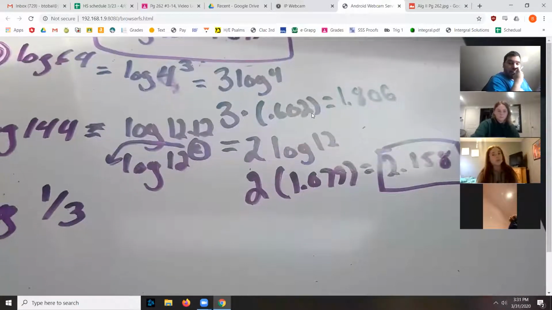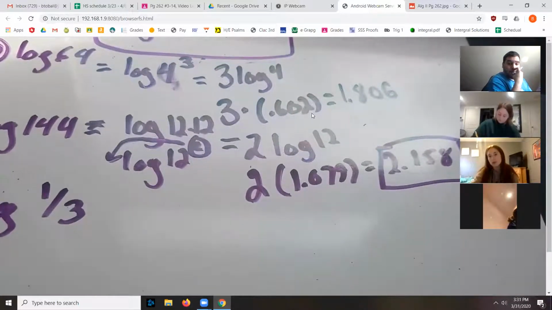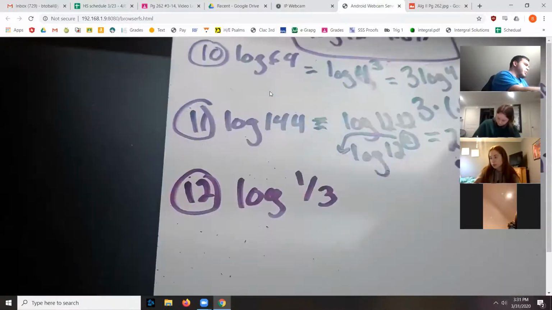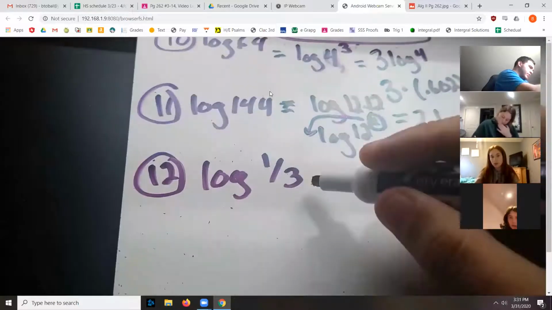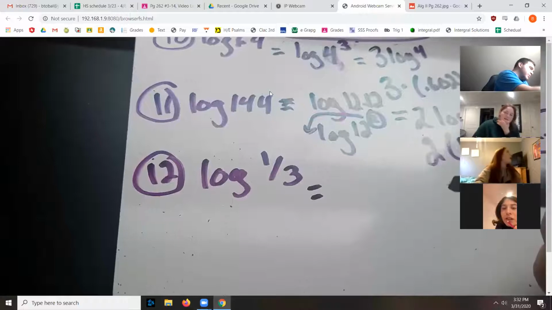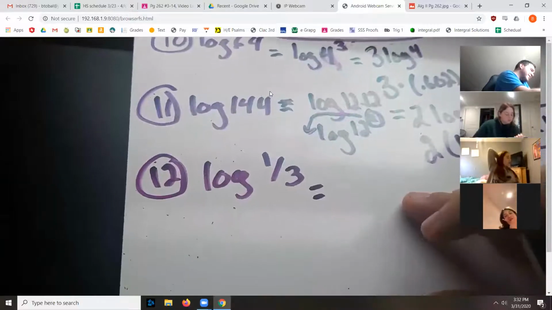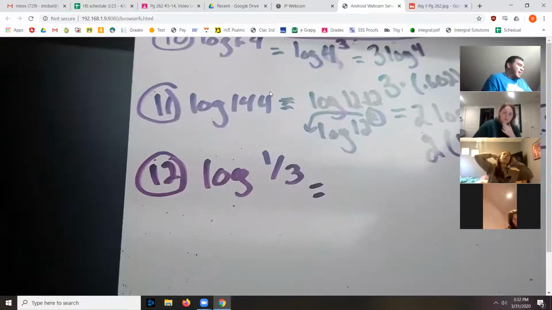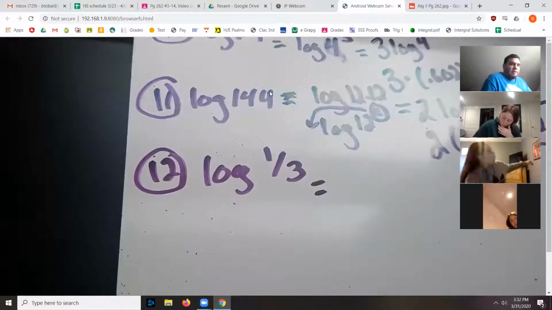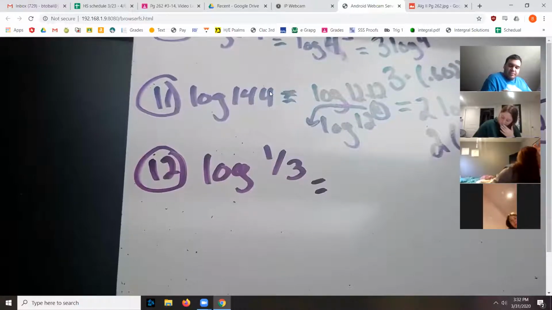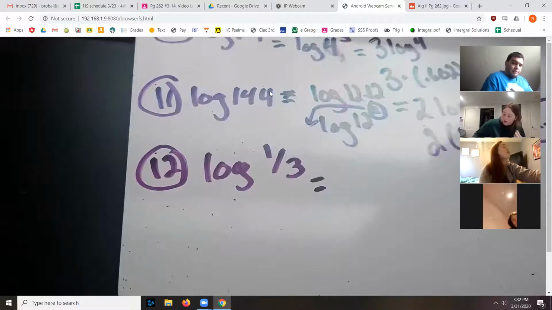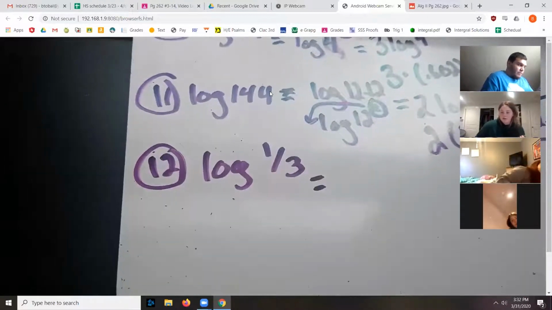2.158. Okay. Last one, log of 1 over 3. Oh, this is a little difficult. Wait, we didn't do 12. So log 1 over 3. How can we get 1 over 3? That's kind of actually hard. Let's see what could we do. Does anyone have any guesses right now before I give the answer? You do log 1 plus log 3 gives you log 4.